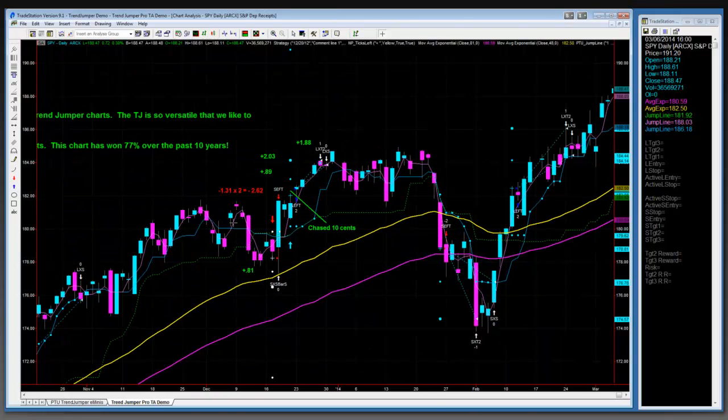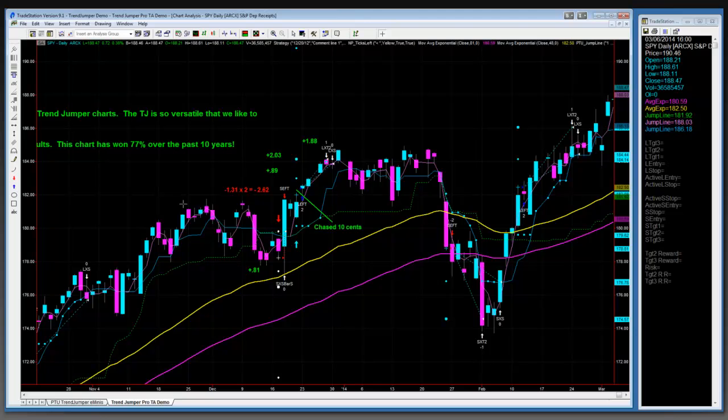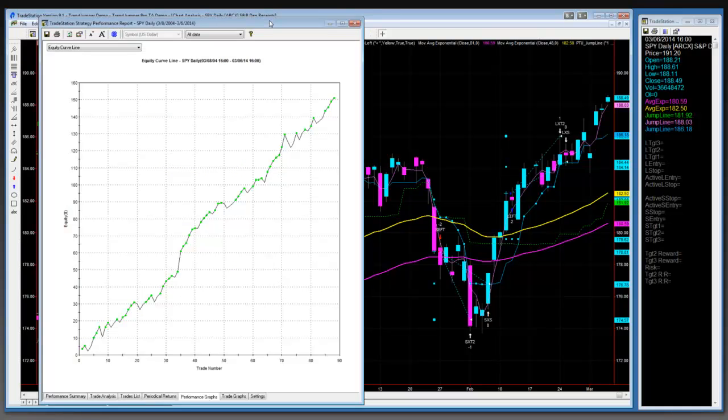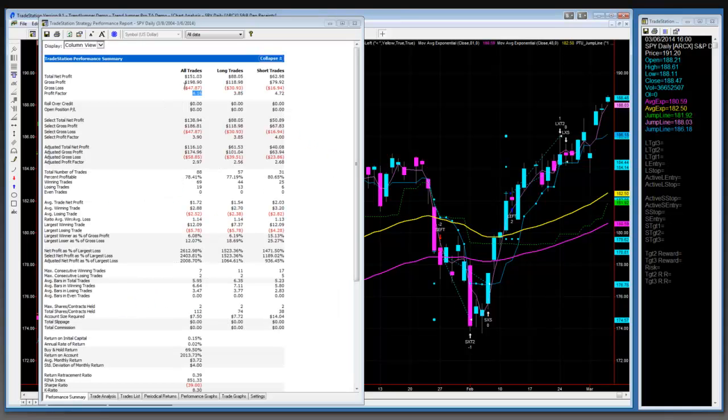I mean, it's actually been improving, but over the last 10 years, it's been winning 77% of the time with an equity curve that looks like that. It's pretty good because this has been out a year now, and it's still holding up. It's got amazing numbers in here.